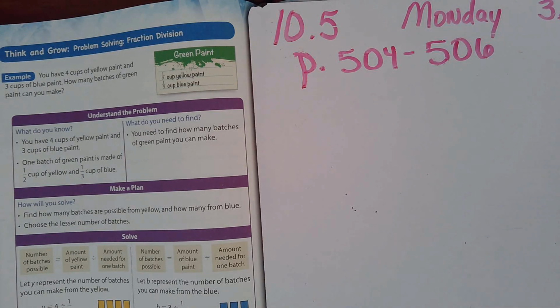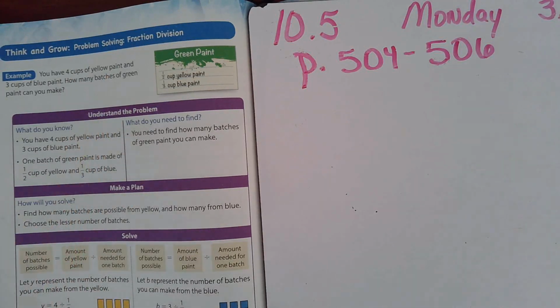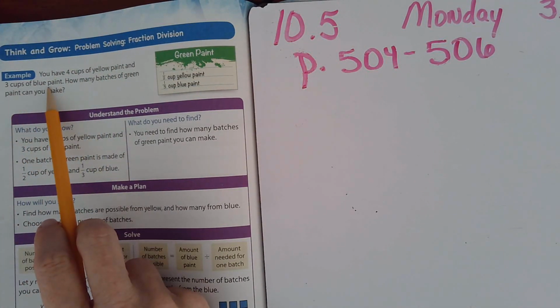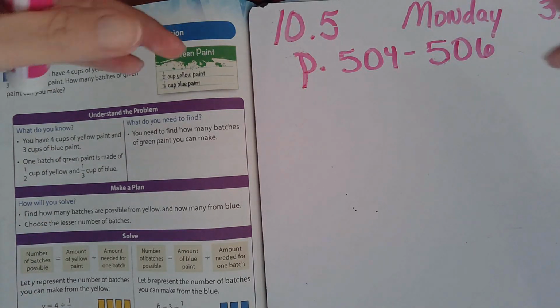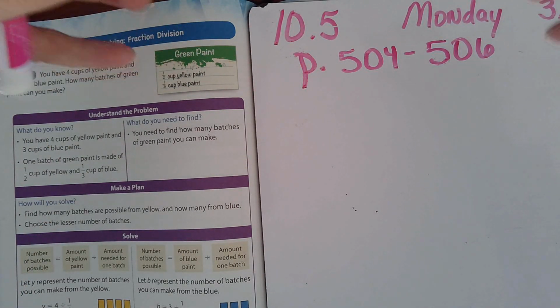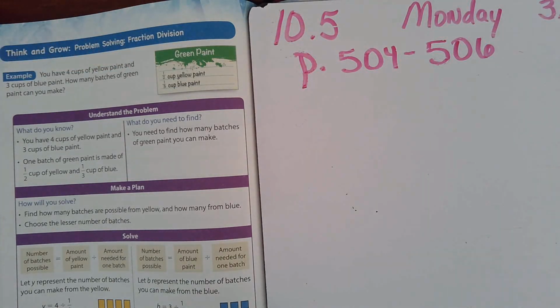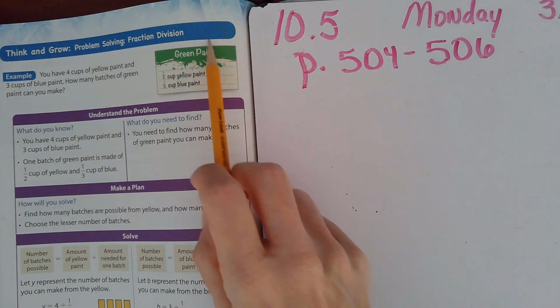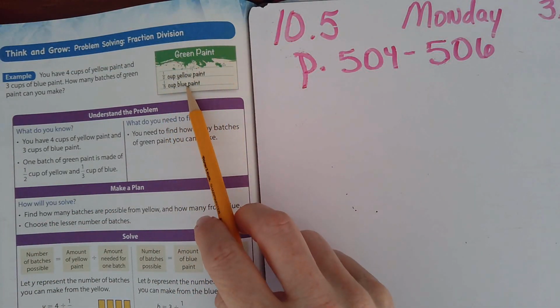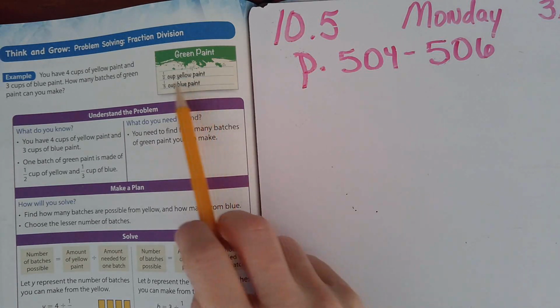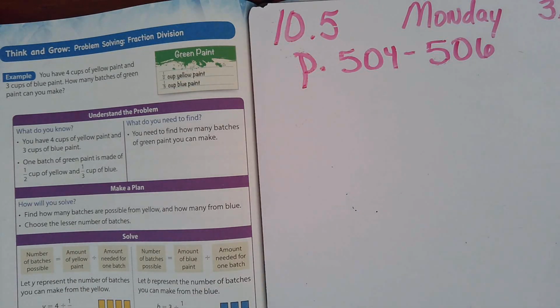Okay, let's look at our example here. It says you have 4 cups of yellow paint and you have 3 cups of blue paint. If you can, picture it in your head. What do you get when you mix those two together? You get green paint. And let's look at how you make a batch of green paint. You use 1/2 cup of yellow paint and 1/3 of a cup of blue paint.